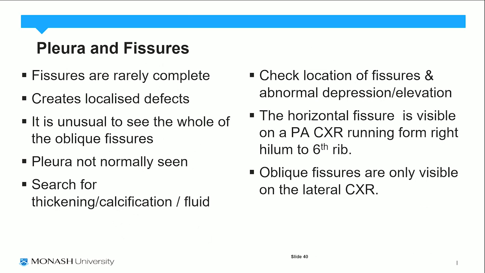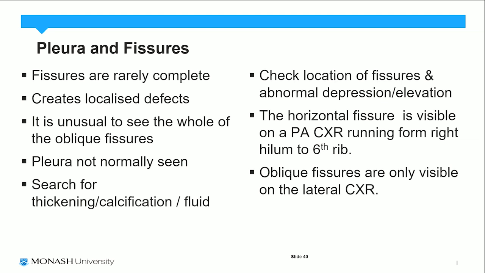So for the pleural fissures, fissures are rarely complete, and therefore they can create localized defects. It is unusual to see the whole of oblique fissures. Pleuras are not normally seen, so when you see the pleura, search for signs of thickening, calcification, fluid, or abnormal air, and then check for the location of fissures and whether there's any abnormal depression or elevation.